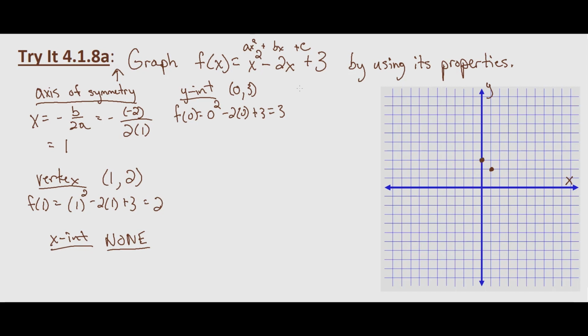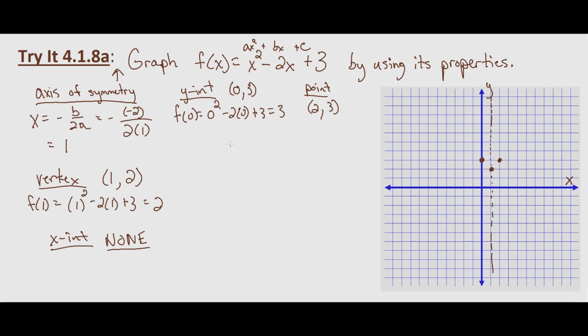Now by symmetry, that means we have a point at 1 on the other side, which would be 2, and the same y value, the other side of the axis of symmetry, if we wanted to put that invisible line right here. Since there's a point at 0, 3, we know there's a point at, excuse me, at 2, 3 as well on the opposite side of the axis of symmetry.